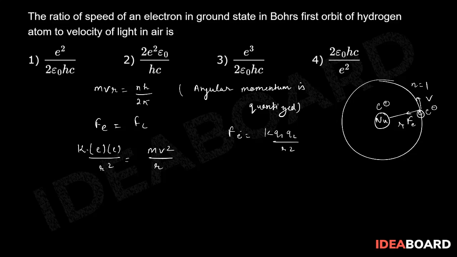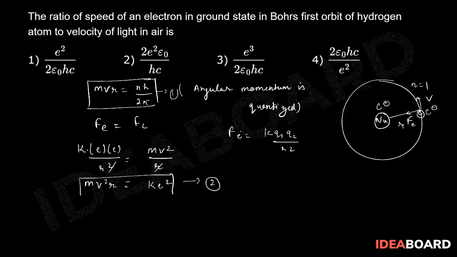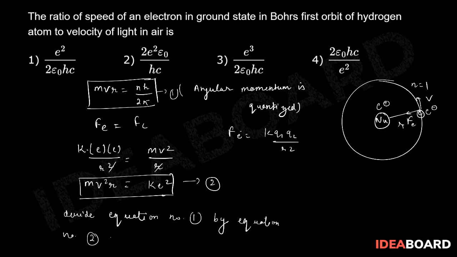We know the formula for centripetal force. Yes. Now this R is cancelled out. We can write m into v square into R is equal to K e square. Right. This is equation number 1, and this is equation number 2 we have. So now what we can do is divide equation number 1 by equation number 2.